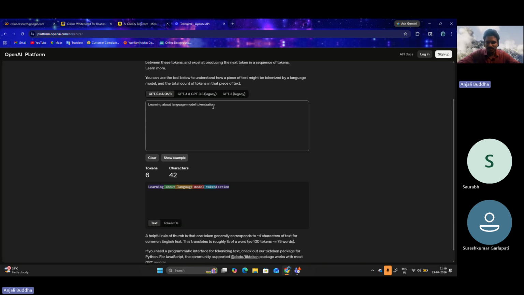Learning about language model tokenization. All the words are making sense, right? So the tokens considered, as you can see, learning is a single token, about is a single token, language is a single token, right? It's pure English. But when I merge these words, now this particular word doesn't make sense. What does this mean? Maybe if I just Google, maybe Google may understand this, but nothing.